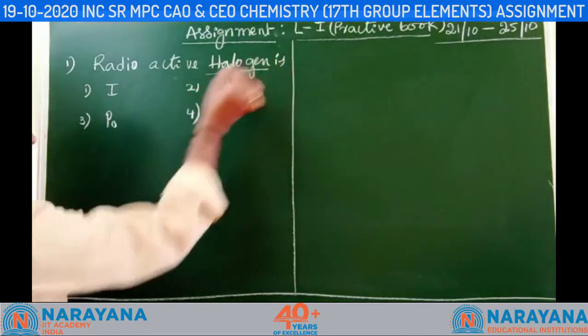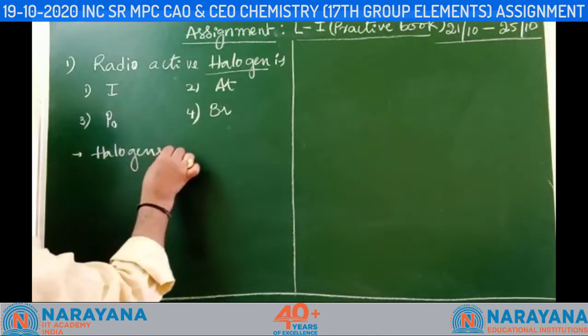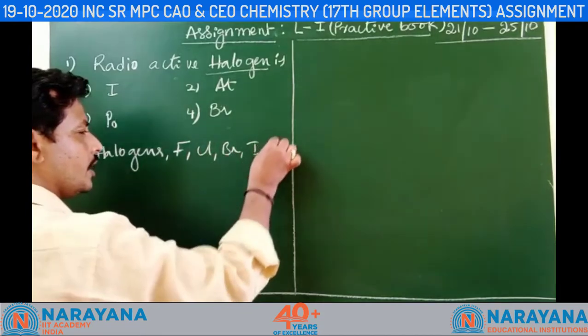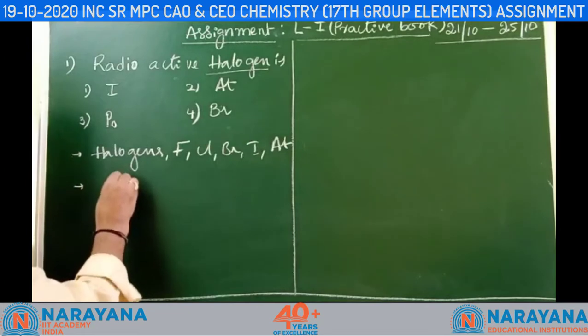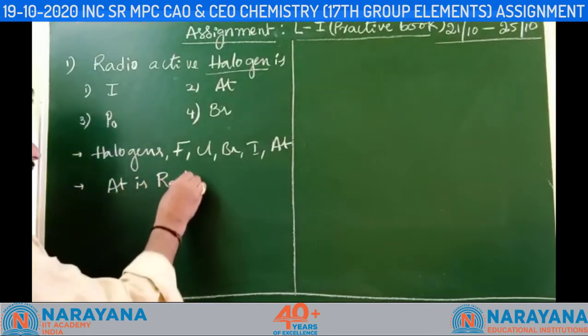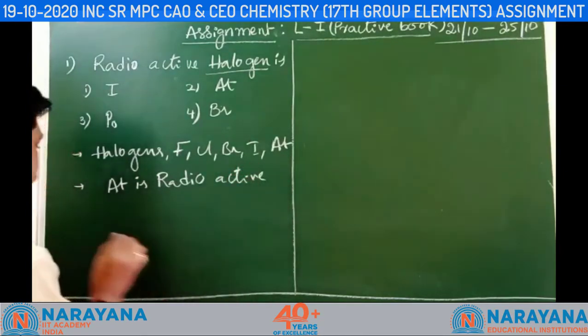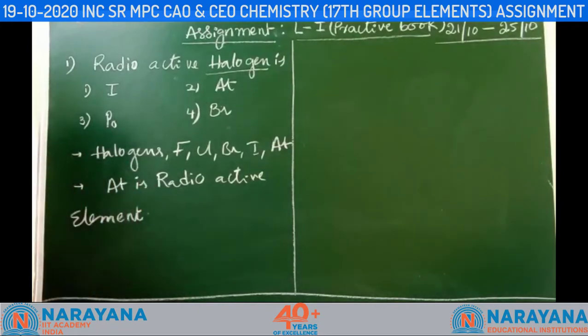Radioactive halogens. What are the halogens? Halogens: fluorine, chlorine, bromine, iodine, and aspartame. These are the halogens. In these, aspartame is radioactive. Aspartame is a radioactive element. So the right answer is 2. Right answer is 2.